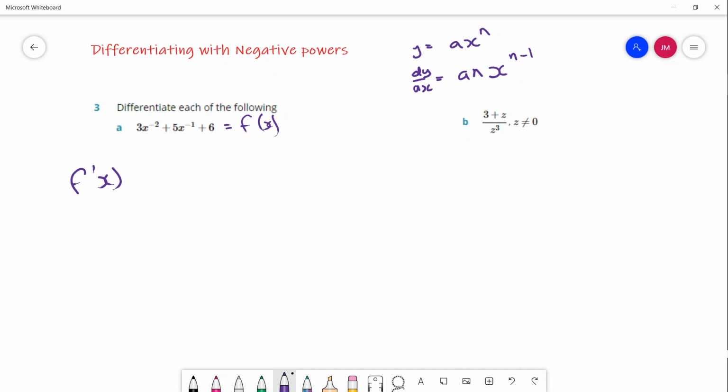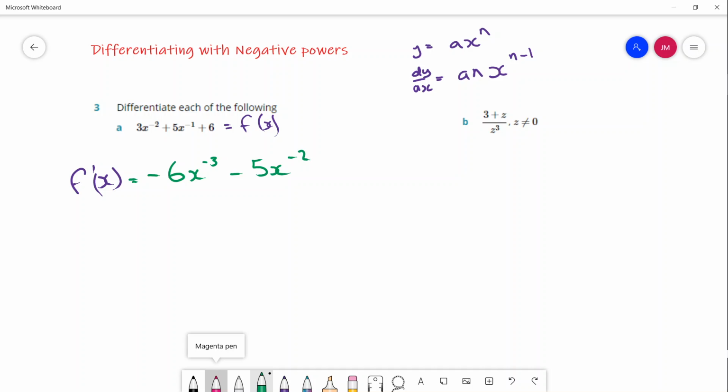So the derivative would go the coefficient, which is 3 times negative 2, would be negative 6, and then the power drops down by 1. So from negative 2, it's going to go down to negative 3. Just be careful with the negative direction. Plus 5x to the negative 1, let's times that coefficient by negative 1, so we get minus 5x to the negative 2. And now we've got plus 6, which is 6x to the 0. So 6 times 0 is going to be 0, so that's it. There's our answer.